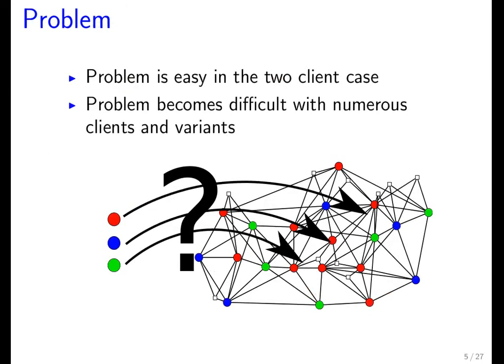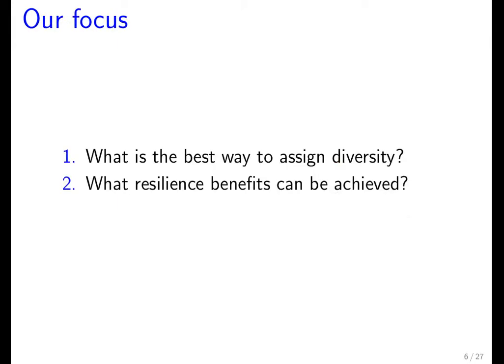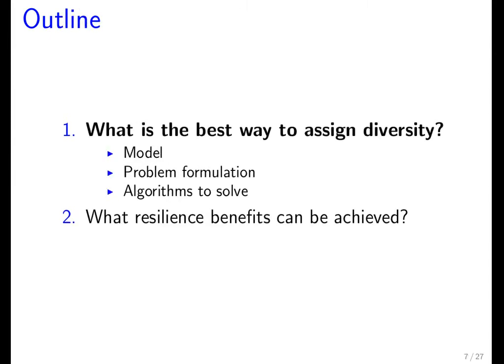connectivity among the clients. The problem is actually easy in the 2-client case, however, it becomes much more difficult when there are more clients. It's easy in the 2-client case, as you can always compute the number of node disjoint paths and put one variant along each path. But when there are multiple clients, you have to satisfy multiple client pairs at the same time, and multiple variants can further complicate things. So the focus of the work, we want to focus on this new problem and how to solve it, and also we want to see what kind of benefits in terms of resiliency you can achieve when you solve this problem well on realistic networks.